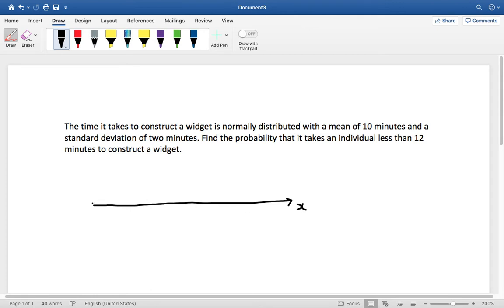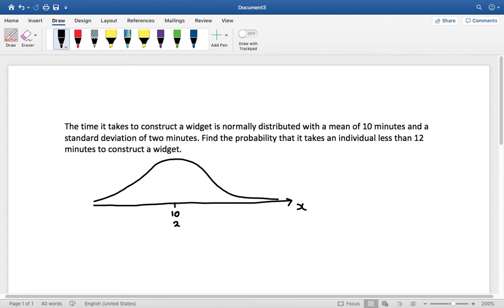And we're told that the time to put this together is normally distributed. So this is the number line of the time. It's taking longer and longer to put it together, time increasing in that direction. So this is the amount of time it takes to put together a widget. We're told the average time is 10 minutes, and that the standard deviation is 2 minutes.